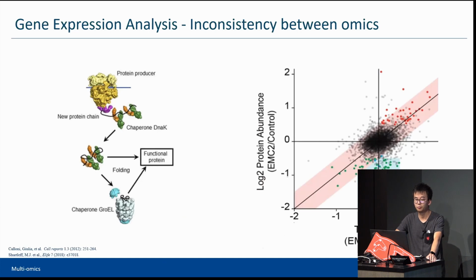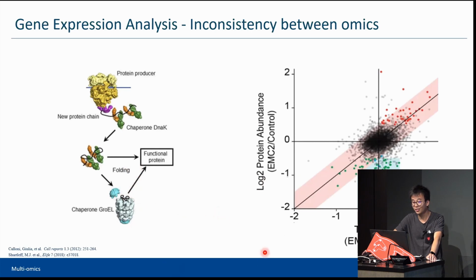And here there is another example to show you the inconsistency between the omics. So here chaperone is a very important protein for the protein folding. So after the protein chain gets translated, they will need to get further folded into the functional protein.